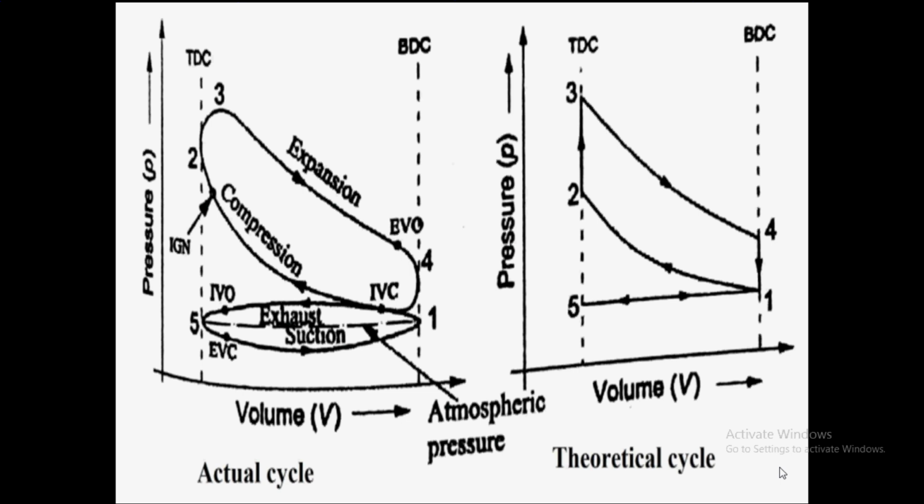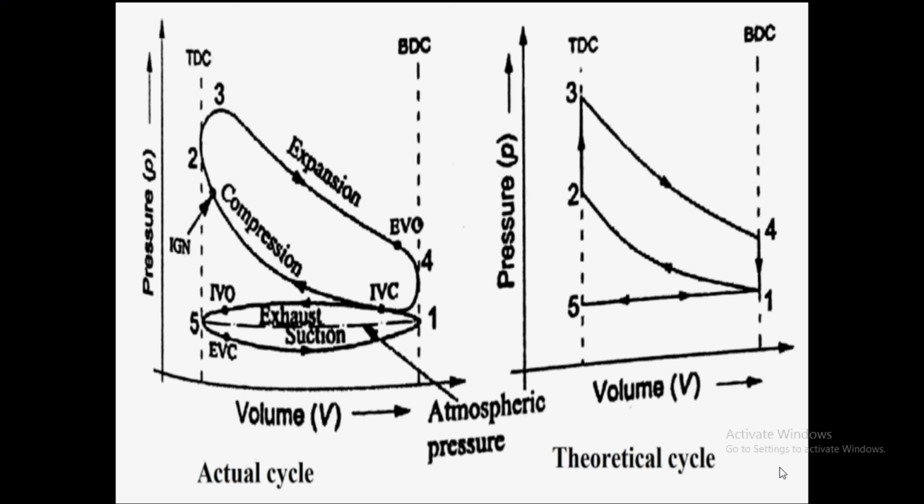On the left side we have the actual cycle, and on the right side we have the theoretical cycle. The comparison of actual cycle and theoretical cycle for 4-stroke cycle in SI engine is shown. The line 5-1 represents the suction stroke in which charge enters into the cylinder. The suction of mixture is possible only if the pressure inside the cylinder is below atmospheric pressure. So the suction line lies below the atmospheric pressure line, which is indicated here.